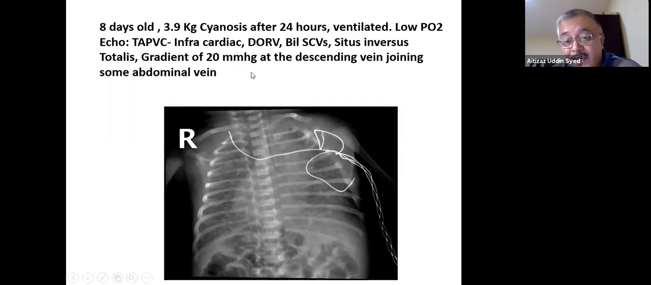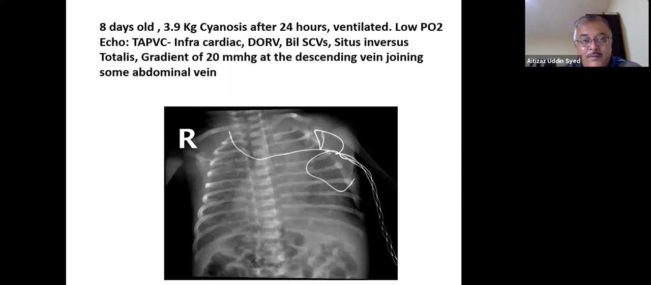But it was not only that. He was a double outlet right ventricle. He had bilateral SVCs. He had situs inversus totalis, his structures were on the other side, as you can appreciate from the heart. The apex of the heart is on the right side. And there was a gradient of 20 millimeters in the common descending vein, which was going into the abdominal vein. So this was the echo presentation.